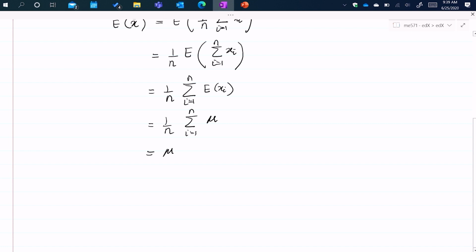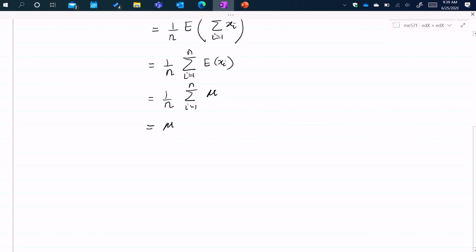So in other words, if I have lots and lots of observations, if I have an infinite number of observations, each observation will have an expected value of the population mean, which is mu, and therefore my sample of n items out of this large population will have a mean value of mu as well.